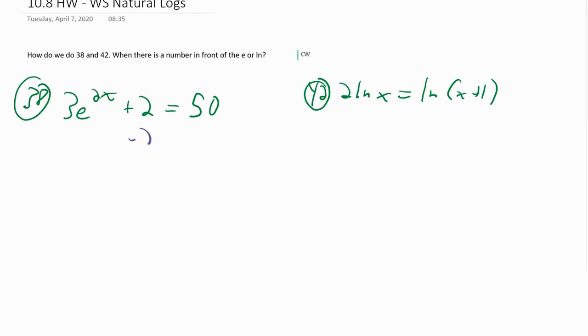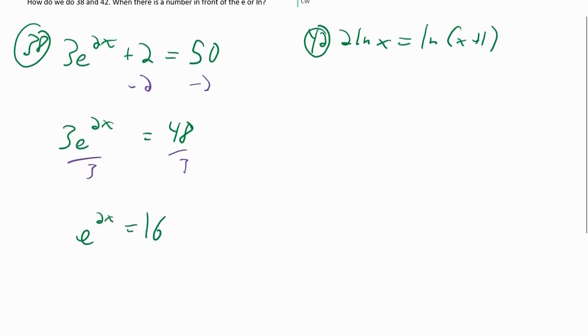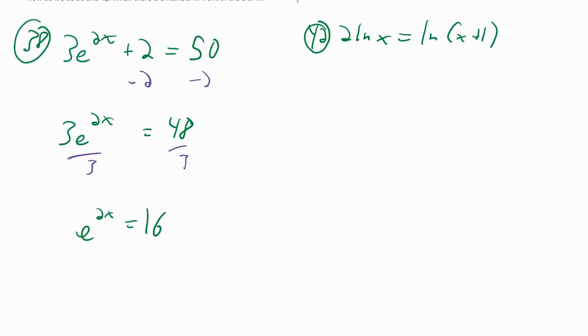I'm going to subtract 2 from both sides, so I get 3e to the 2x equals 48. And then we're going to divide both sides by that 3, so I get e to the 2x is equal to 16. You should be able to at least get that far with your algebra knowledge. And now we have the new operation.